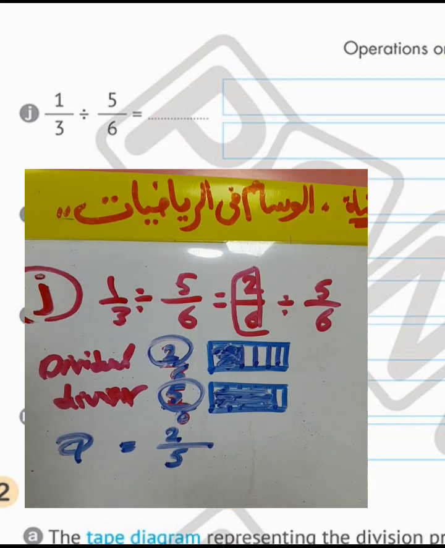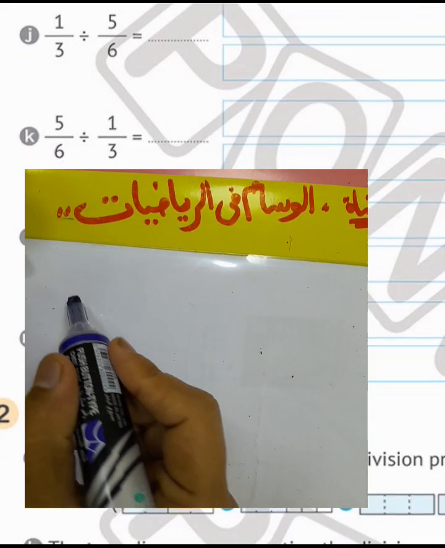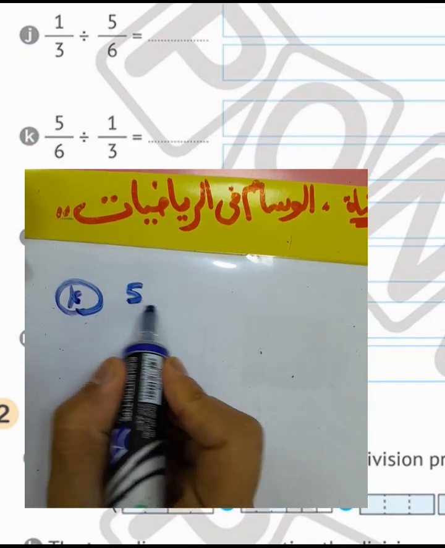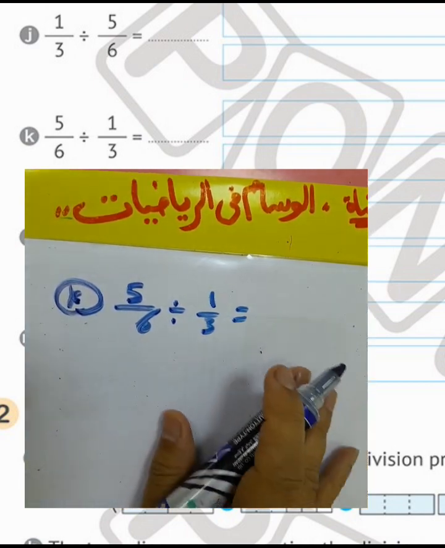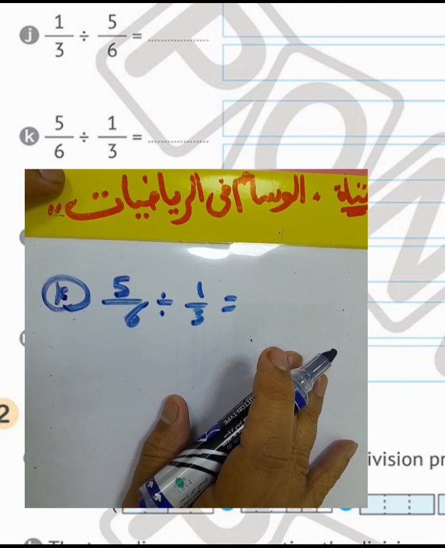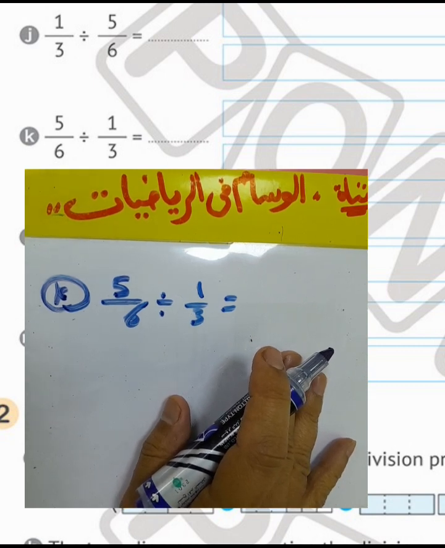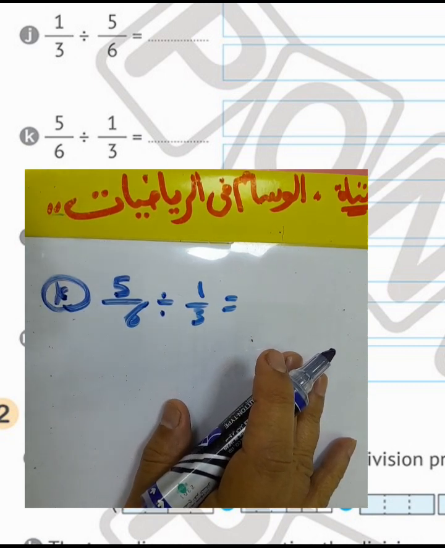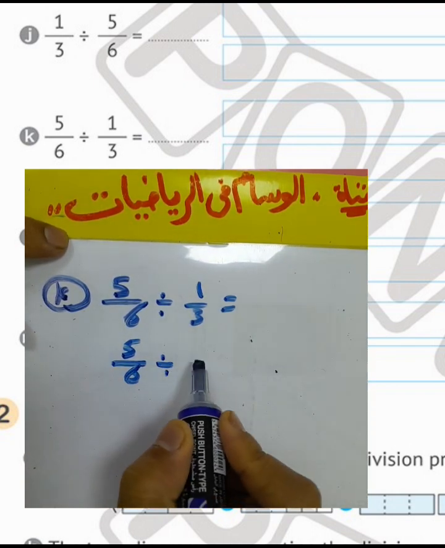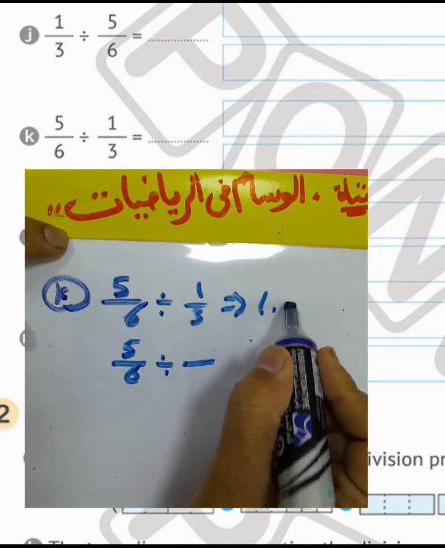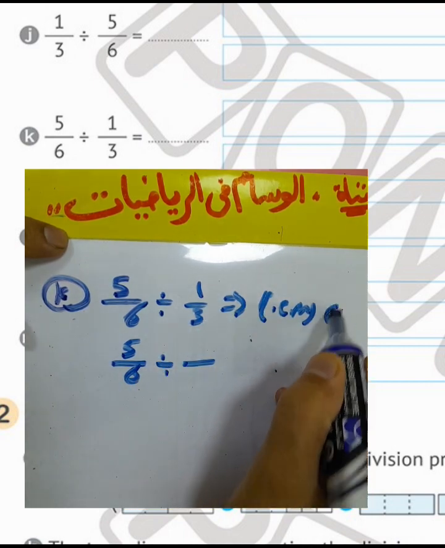It's very important to know these tips, okay? Next question. Question letter K. We have 5 over 6 divided by 1 over 3. Who can tell me? First step, we will write here 5 over 6 divided by 1 over 3, and the least common multiple between 3 and 6 will be 6.